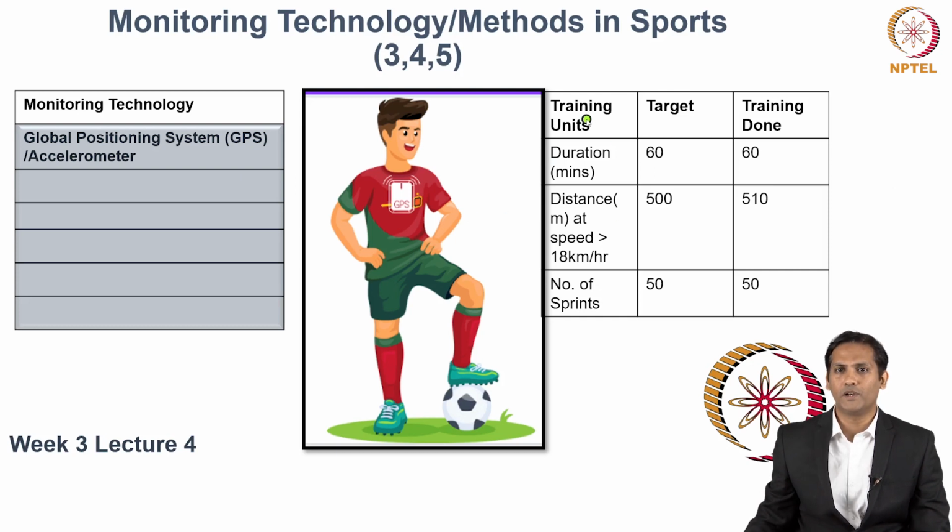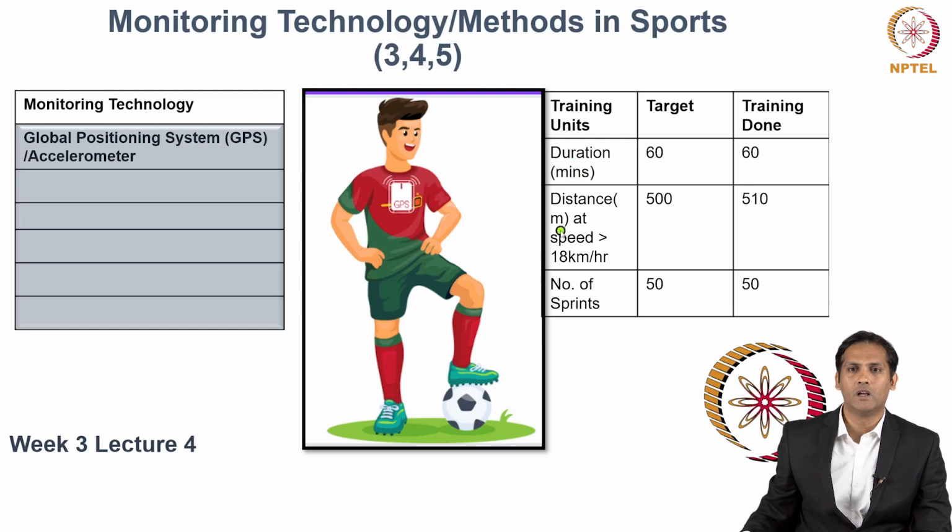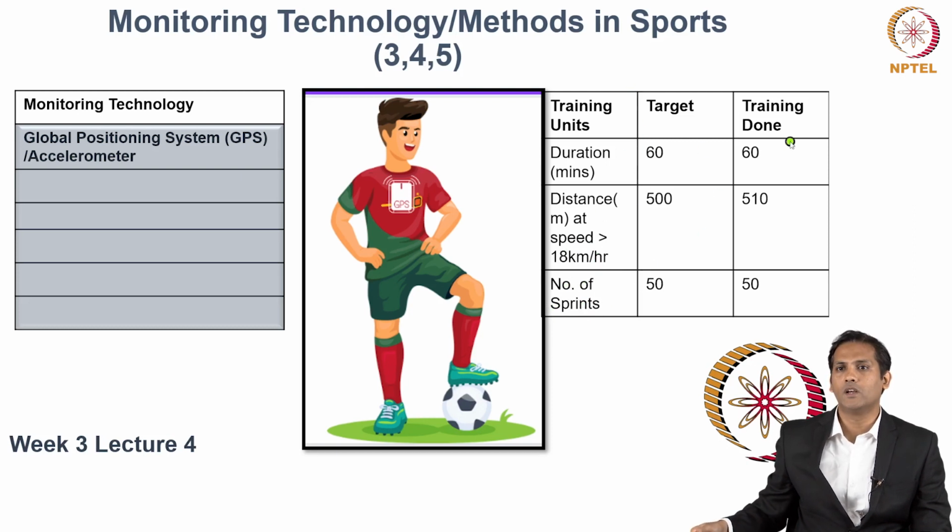So the training units can be the duration of the sports training or the conditioning or speed session, the distance that the athlete covers at speed greater than 18 km per hour, that is the sprinting speed, or the number of sprints. The target is prescribed, and using this device, you can monitor how much of the prescribed target an athlete is able to perform.